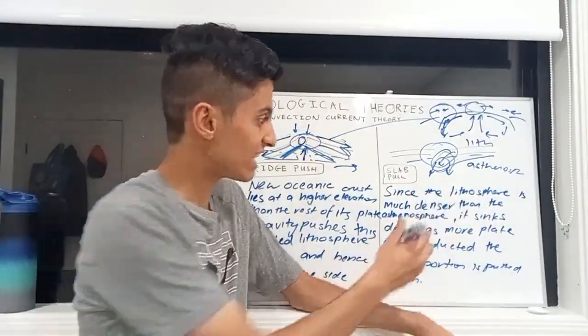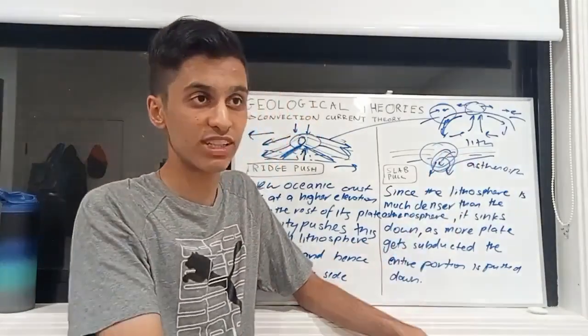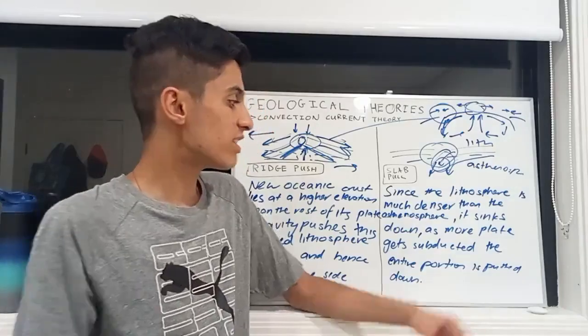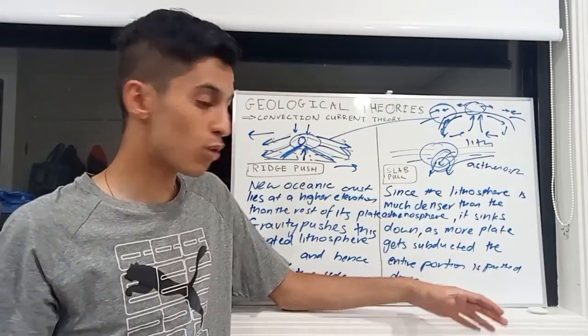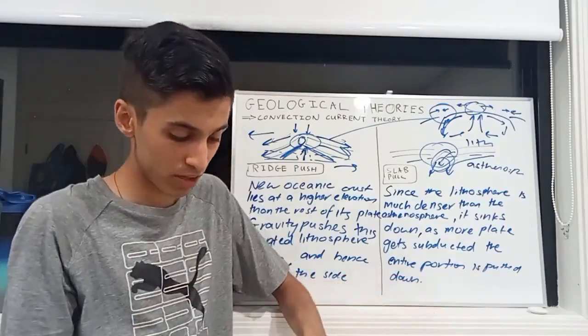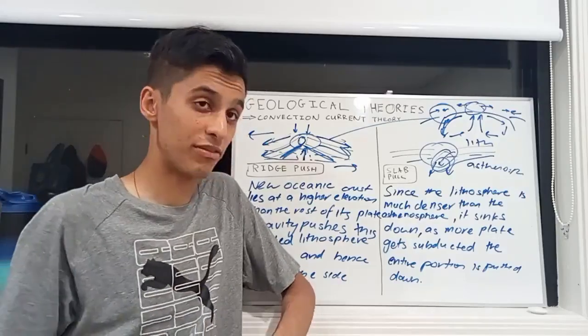And as more plate gets subducted, and subduction is the process where the lithosphere goes into the asthenosphere and starts melting, since more plate gets subducted, the entire portion of it is pulled down. That's how I would give you a formal definition of slab pull if you were to write it in a test or something.